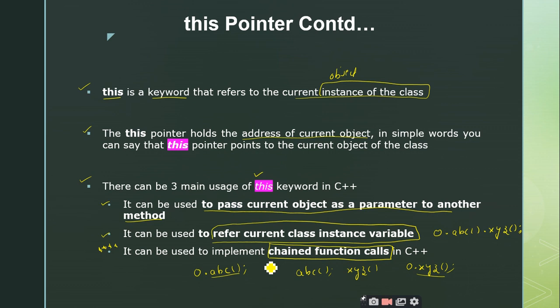And remember that the chained function calls make use of the concept called this pointer. So when you are able to return this pointer, then you can implement these chained function calls. The underlying concept for implementation of the chained function calls is nothing but return of this pointer. So if a function is capable of returning this pointer, then you can implement the chained function calls for that particular class. Is it clear up to this point?